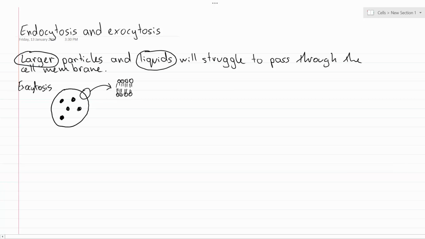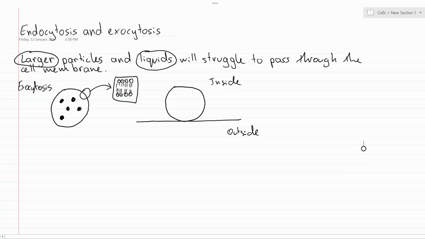So we have a vesicle that's going to encapsulate these proteins and it will make its way to the cell membrane. Let's say we have our cell membrane here. Let's say that this is the inside of the cell and this is the outside of the cell. This vesicle is going to make its way out to the membrane and it is going to start to fuse with the membrane, remembering that it can do so because it is made of the same phospholipids.